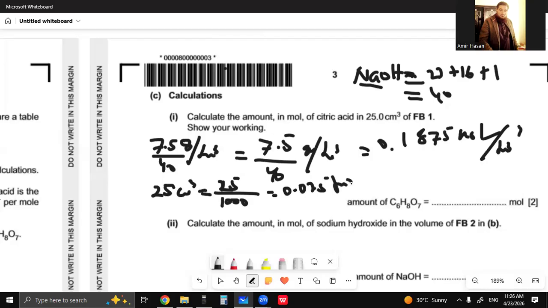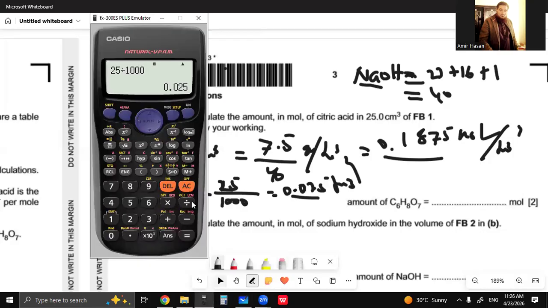Now these two readings we use to calculate the moles. You multiply the concentration of the citric acid by the volume of the citric acid, and you get the moles of the citric acid. Okay, now I'm solving here. Check how the moles come. 0.025 multiplied by 0.1875.